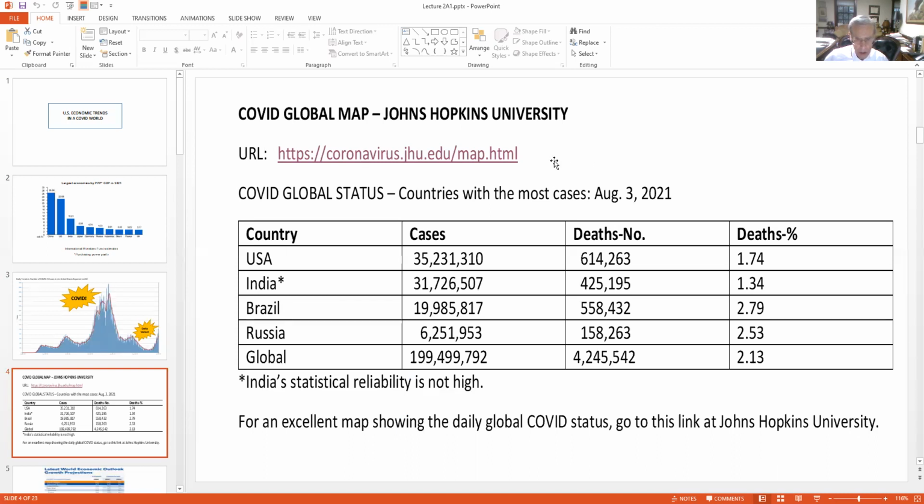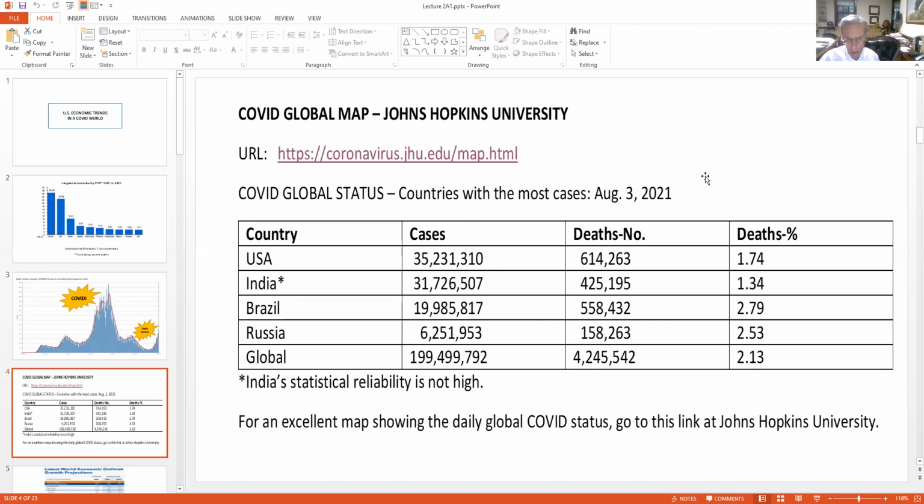And of course, every day, the data that you see on this table change. But these data were assembled from that site on August 3. And you can see that the US has had the most cases of coronavirus and the most deaths.